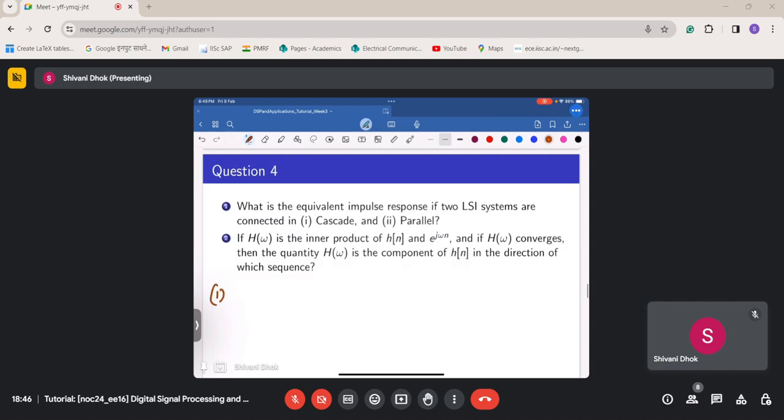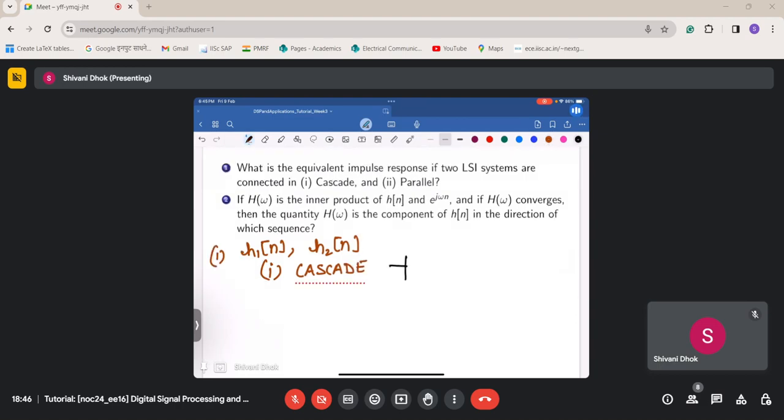So let's say the two systems have impulse responses h1 of n and h2 of n. So if I'm having it in cascade, what does cascade mean? Cascade simply means that I have one system h1 of n, then the output of that system goes to h2 of n, like this. So we have seen that for cascade, this equivalent impulse response h of n is simply the convolution of these two.